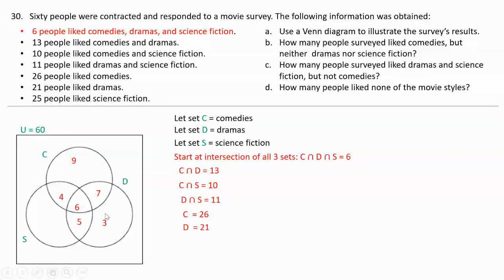There we go. And lastly, 25 people like science fiction. So all of set S on the bottom left has to equal 25. We got 4, we got 6, so that's 10, 15. So this has to be 10. Now, we're almost done here, right?